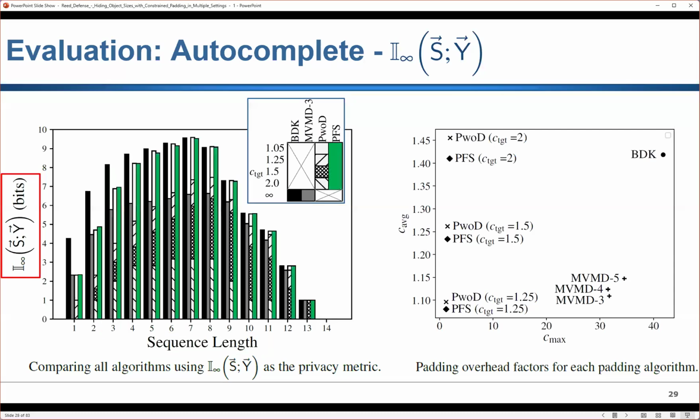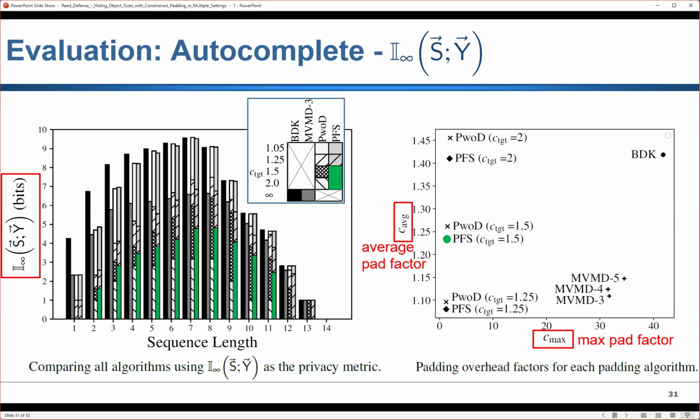algorithms. But then also now, our algorithms PWAD and PFS take as input C, the pad factor. Neither BDK nor MVMD take a pad factor as input. And so then what we also did for PWAD and PFS is we ran each algorithm on the data set with progressively larger values for C. And so for 1.05, 1.25, and 1.5, we have the results depicted as these vertically stacked bars.